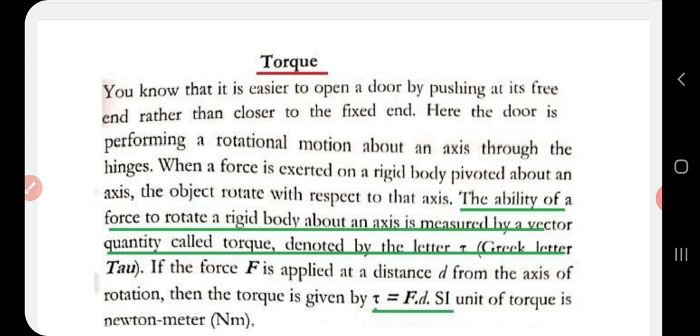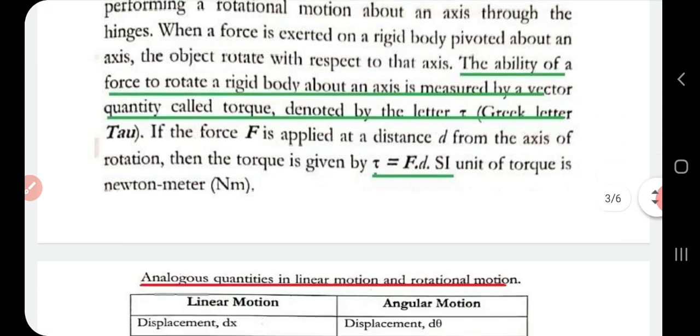It is the ability of a force to rotate a rigid body about an axis, and it is a vector quantity. It is denoted by the letter tau, which is derived from the Greek letter. Its expression is tau is equal to F times D, where F is the force applied and D is the distance from the axis of rotation. Its unit is Newton meter. One application of tau is the one given here, that is, it is very easy to open a door by pushing it at its free end rather than close to the fixed end. This is because of tau.